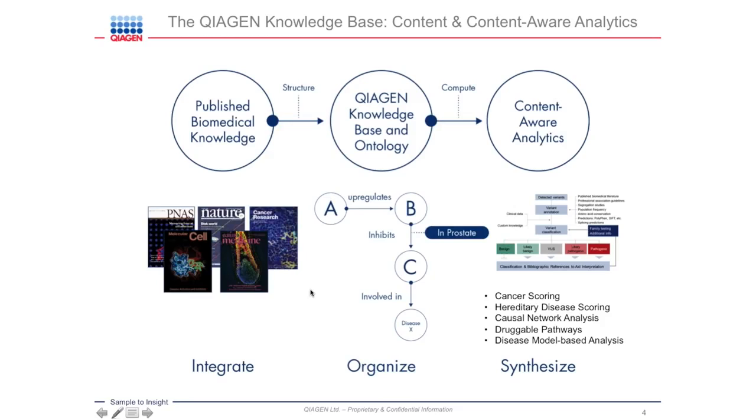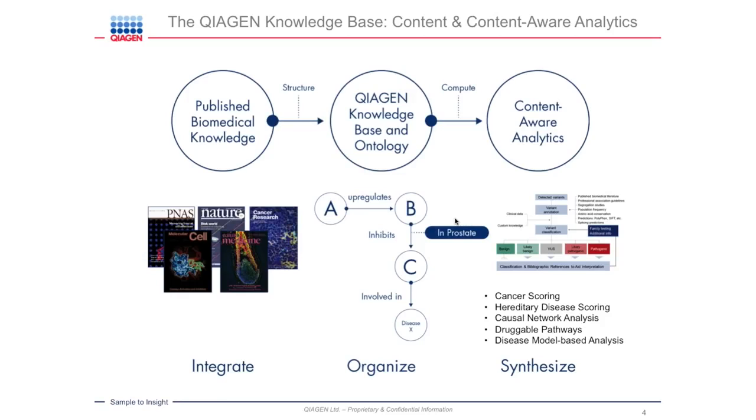What is the QIAGEN knowledge base in content and content-aware analytics? We are achieving that by integrating, organizing, and synthesizing the information. The way we are doing this is we are curating publicly available biological knowledge from the literature and different databases. Then we are adding structure, allowing the connection between gene regulation, for example, to a disease, or even to a drug or to a tissue.